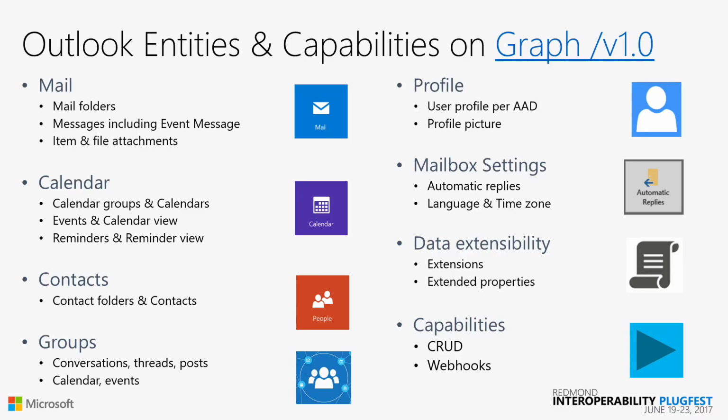Capabilities, I think we have all the CRUD capabilities. You can create, read, update, delete, and we also have other capabilities like webhook, sync. All the stuff is enabled both on the Outlook endpoint as well as on the Graph endpoint.